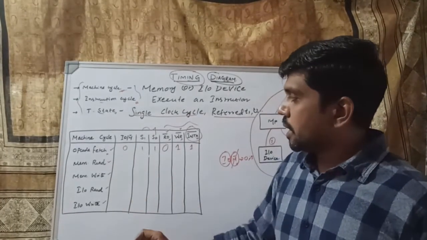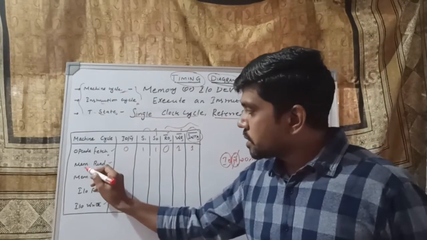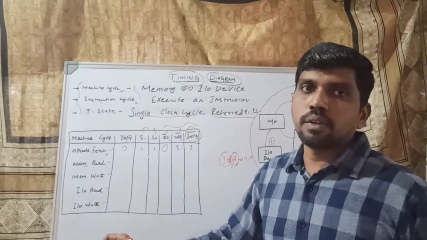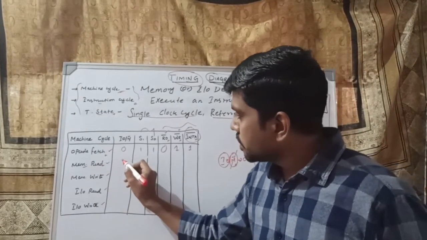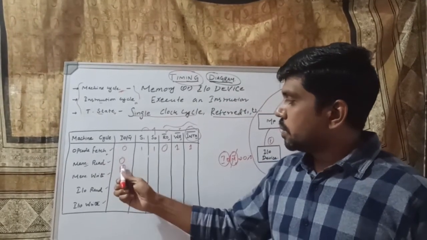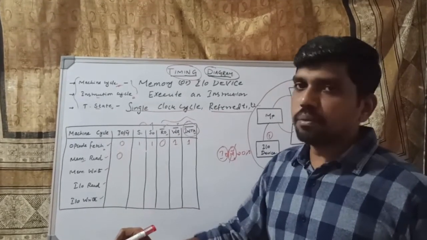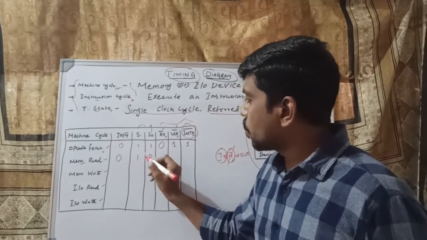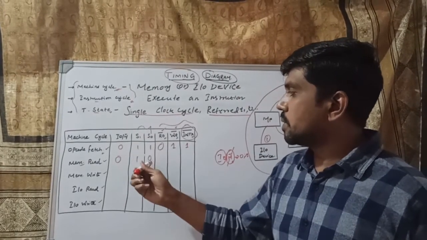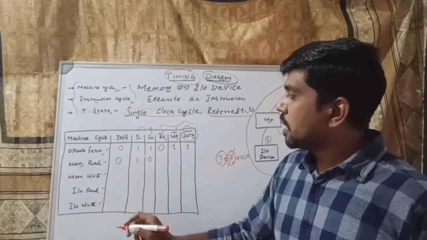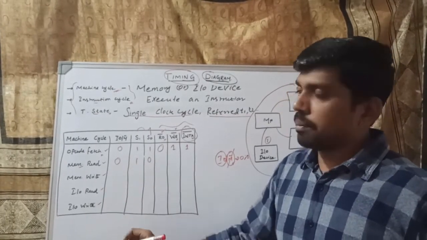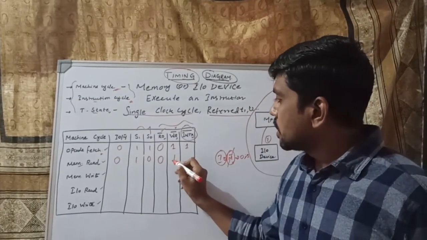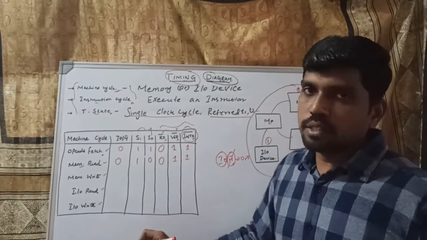Next one, memory read. In this case, the instruction is pointing to memory, so you read the data from memory itself, not IO devices. The control signal is 0, which represents reading the content from the memory unit. The status is S1 value 1, S0 value 0: 1 0 for reading information from the memory unit. Here you enable the read signal, and the rest of the two signals are disabled.